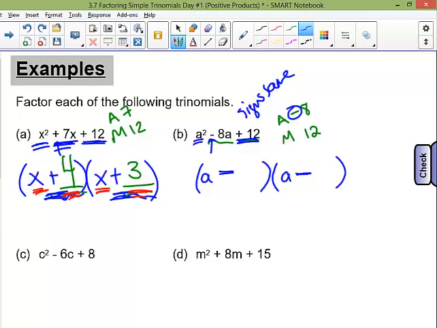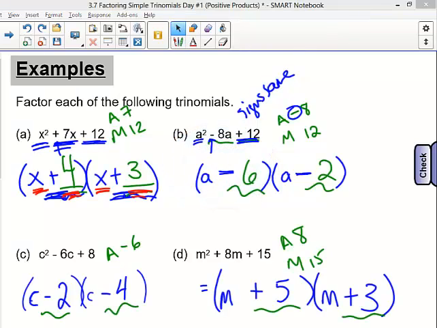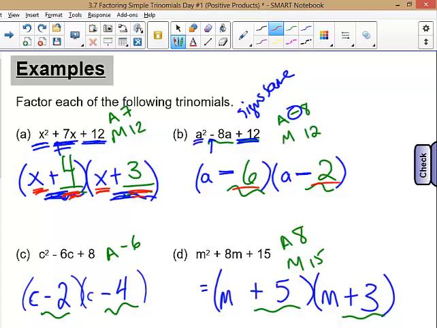Okay, so I want you to consider examples B, C, and D. So what I want you to do in just a moment, after you pause the video, is to consider what adds to and what multiplies to for B, for C, for D, and I want you to fully factor them. Okay? Okay, so magically your answers have appeared. For the answer for B, the two numbers were 6 and 2. Don't forget, again, that they had to be negative because of that sign thing that we were doing earlier.